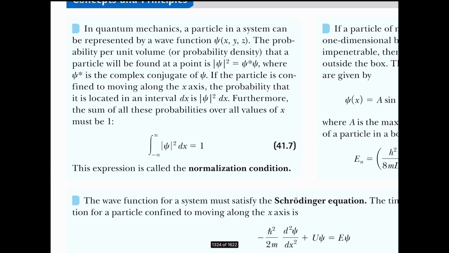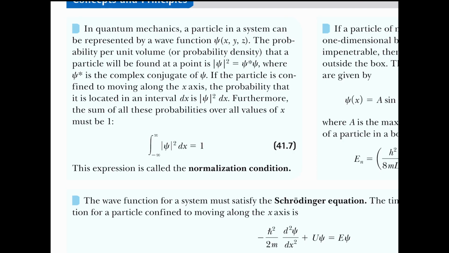So in quantum mechanics, a particle in a system can be represented by a wave function, psi(x, y, z). Psi is a function of x, y, and z. The probability per unit volume, or probability density, that a particle will be found at a point is the absolute value of psi squared, or psi star times psi, where psi star is the complex conjugate of psi. Okay, that's crazy. No need to worry about that for now.